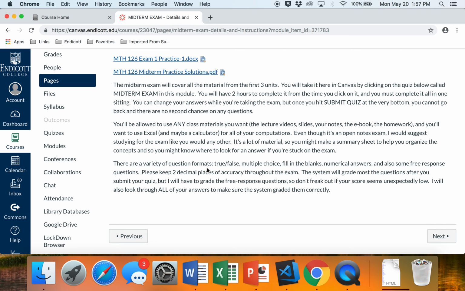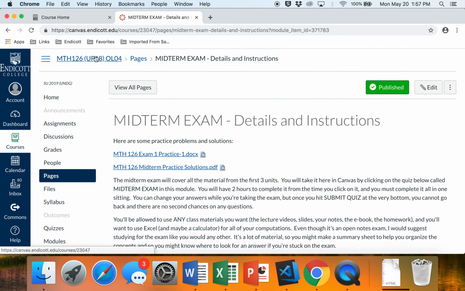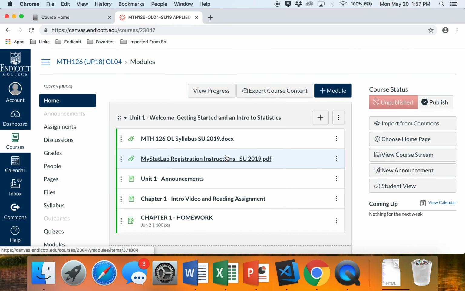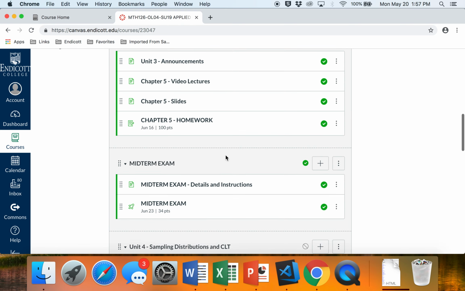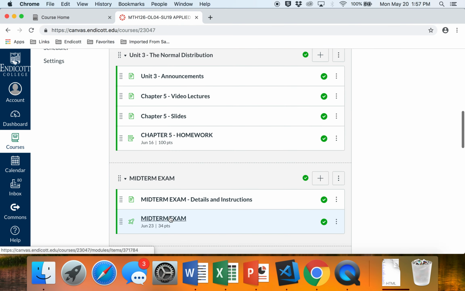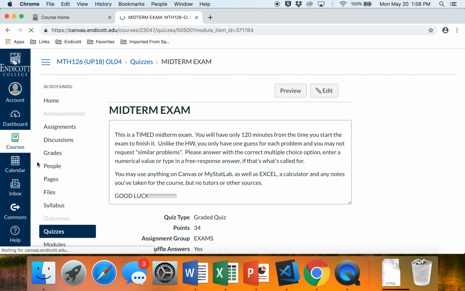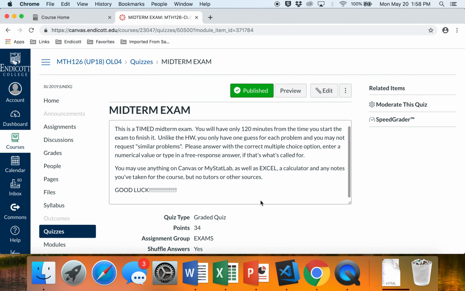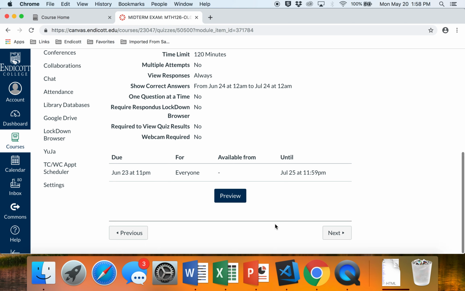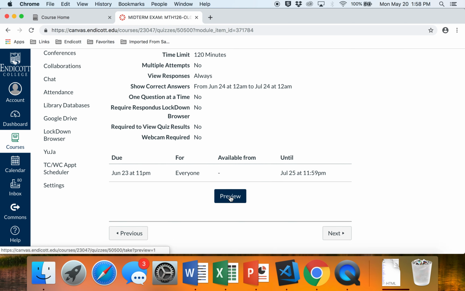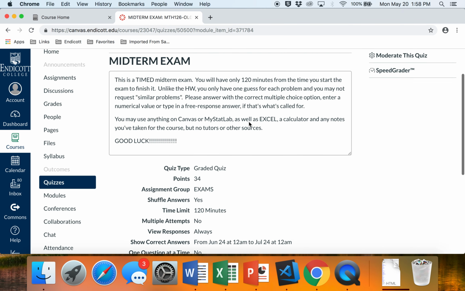I'll be emailing this stuff to you when we get close to exam time anyway. That's the first link that you see for each exam, and then the second link you see is going to actually be the exam. So if you click on the second link, this is the actual exam, which on your screen is probably going to say something, instead of preview here, like start the quiz or start the exam. And as soon as you click that, the timer is going to begin.